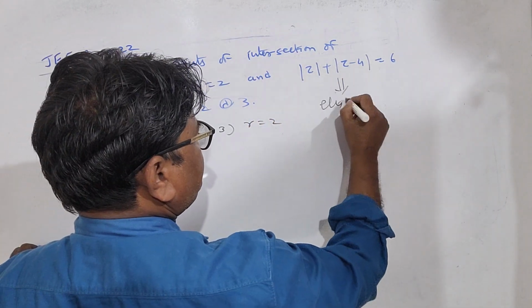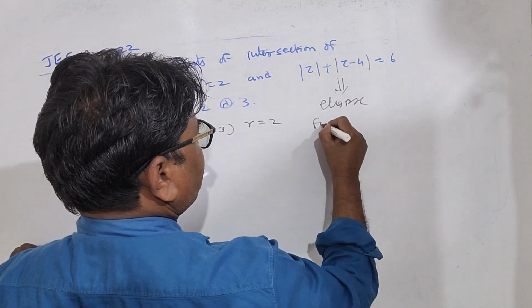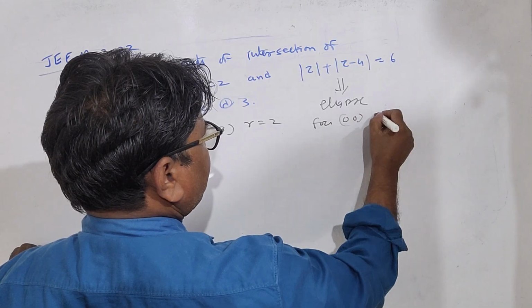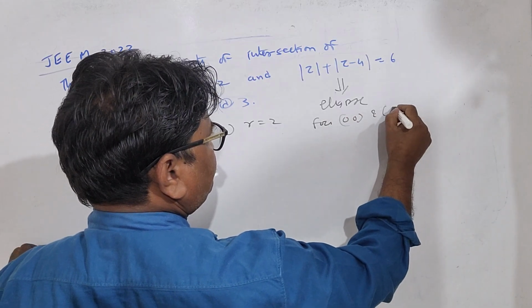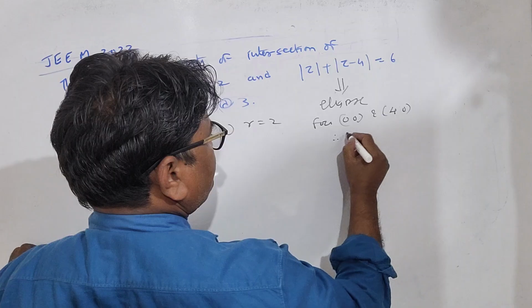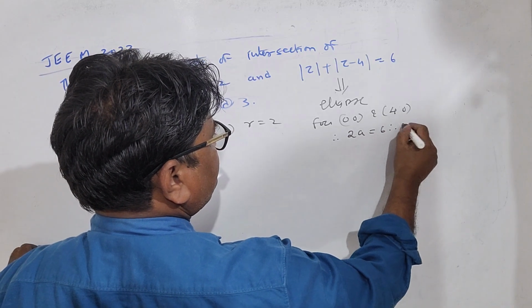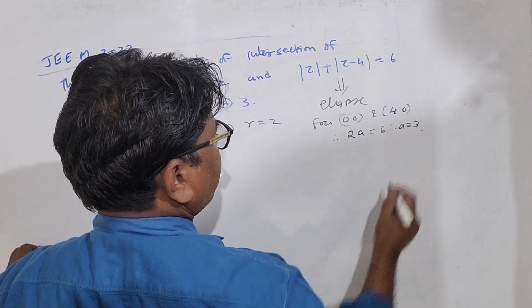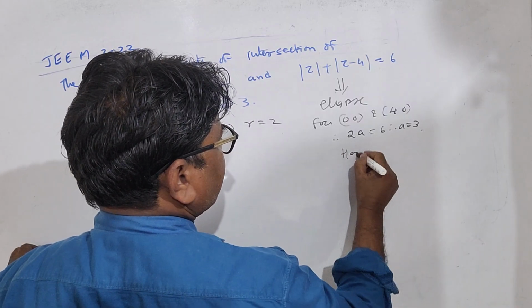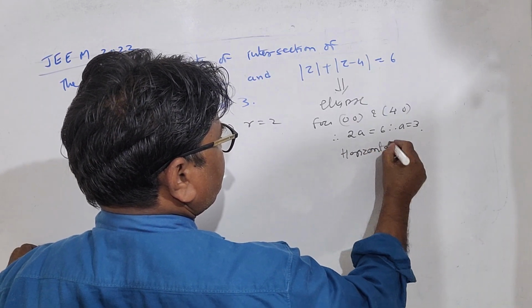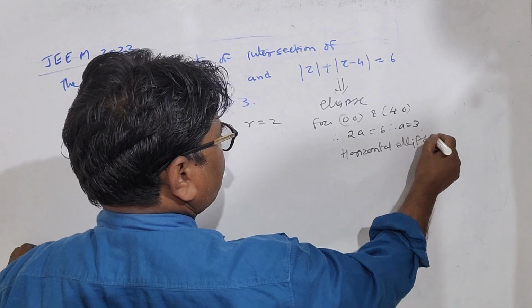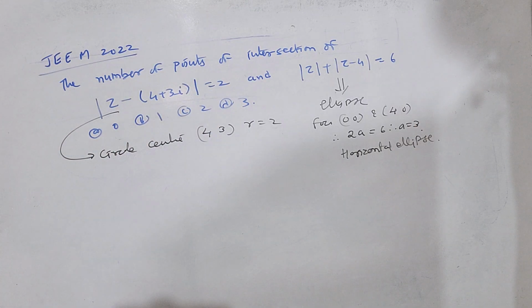And this is an ellipse with foci (0, 0) and (4, 0). Length of major axis 2a is equal to 6, so a is equal to 3. Correct? And it is a horizontal ellipse. Okay. Now we will plot these two curves.